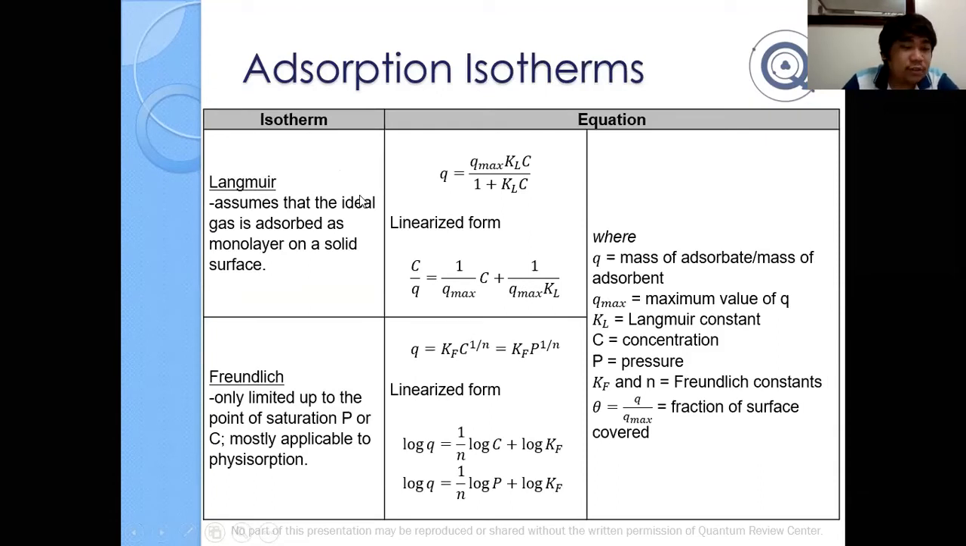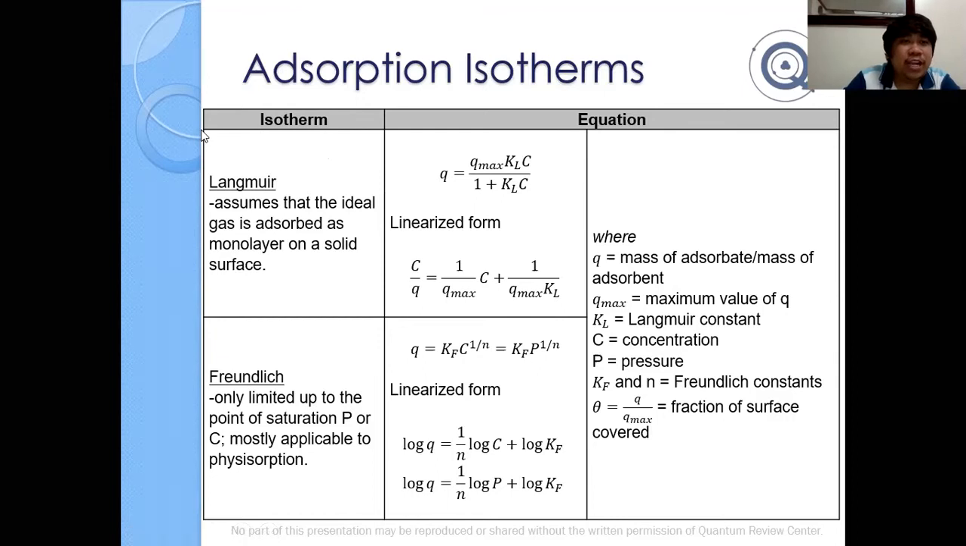Isotherms. These are equations or models na ginagamit sa adsorption. Maliban sa dalawang to, Langmuir at Freundlich isotherm, there are two others na common. You have the Temkin isotherm and the BET isotherm or Brunauer-Emmett-Teller isotherm. Kaso medyo complicated yung equations nila, so we will focus more sa mas common pa dun sa dalawa, the Langmuir and the Freundlich isotherms.